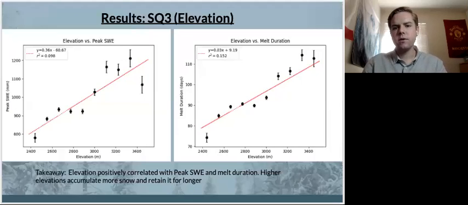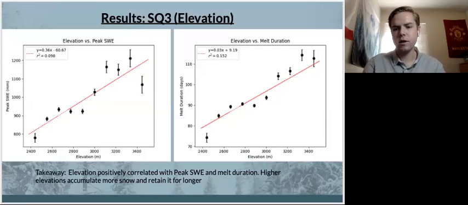The next 3 slides are the results of the third sub question, trying to determine what the optimal terrain features are for snow accumulation and retention. So starting off with elevation, there's a positive correlation between both peak snow water equivalent and melt duration. And the higher that the R² value is, the stronger the association between the two variables are. So elevation is important to melt duration.